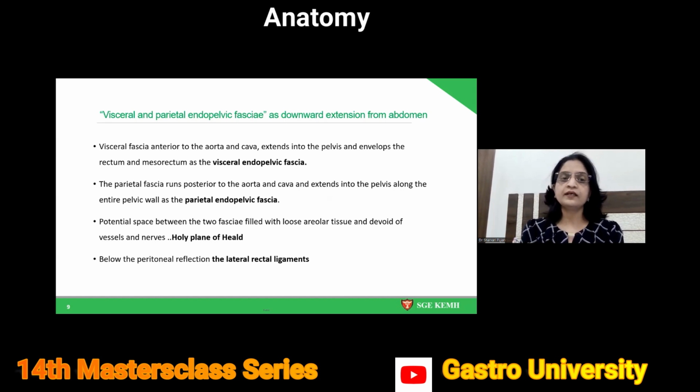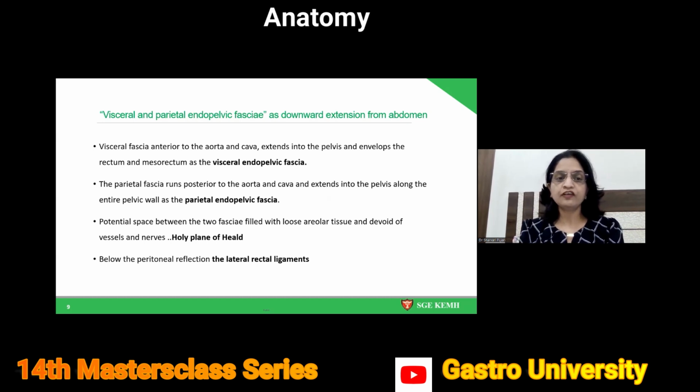So there is a potential space which lies in between these two fascia, which is devoid of any neurovascular tissue, but it is only filled with loose areolar tissue, and this is the important plane which is described as the holy plane of Heald, which is of the utmost importance in the total mesorectal excision.